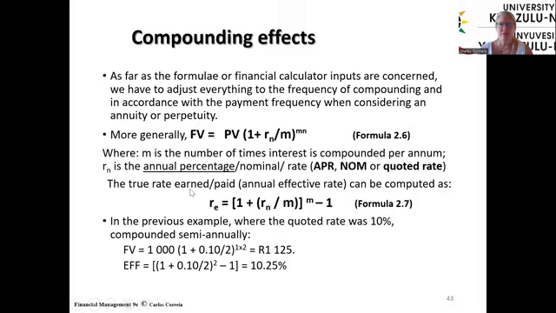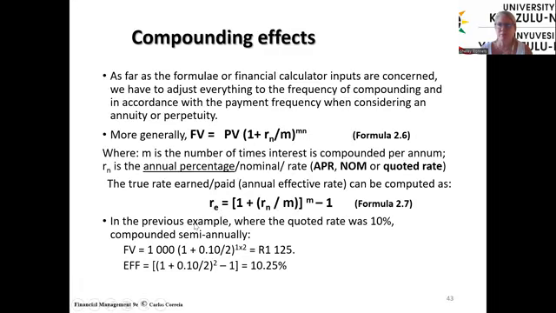Now, the true rate that you earn or pay, given the fact that interest is going to be compounded something other than annually, is called your annual effective rate. Sometimes it's called an equivalent annual rate, an EAR. It's your annual effective rate, and we'll call that RE. That is equal to 1 plus, in brackets, your nominal rate divided by M, to the power of M, minus 1. So that's just rearranging this and solving for your actual interest that you're going to be earning.